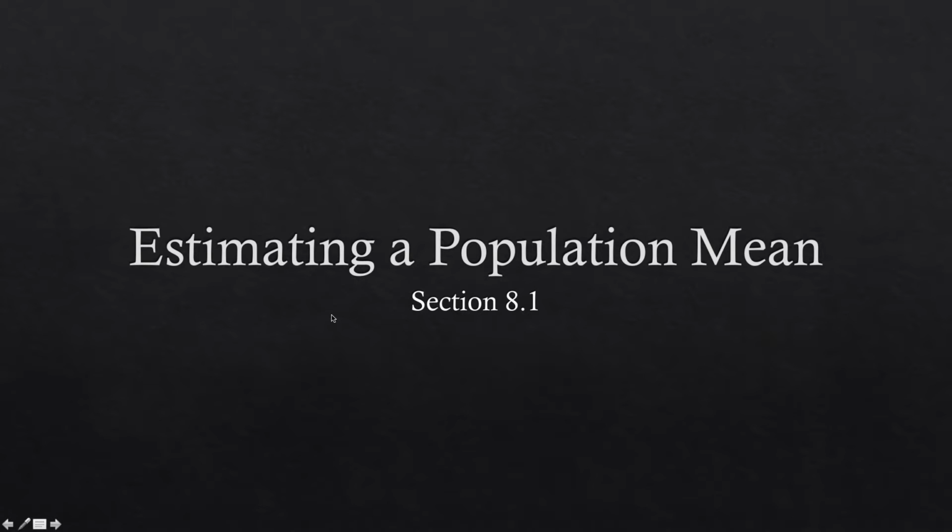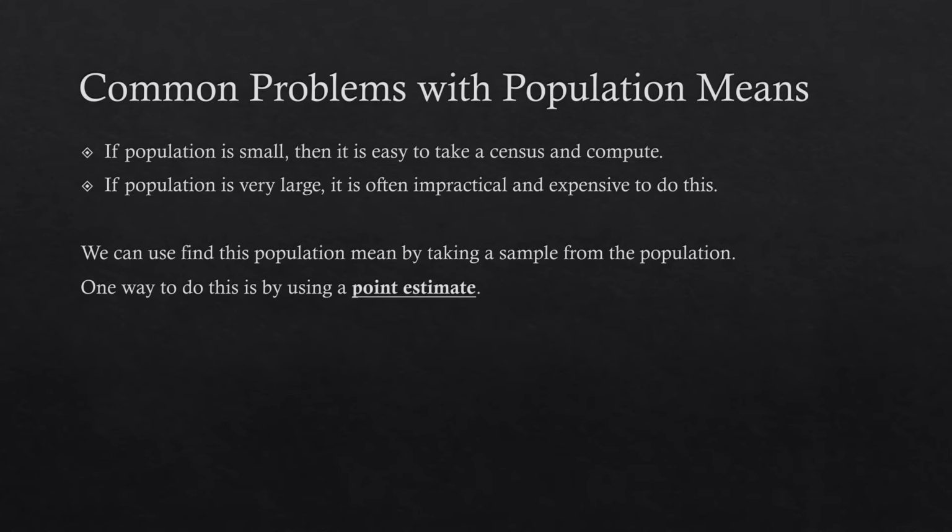Okay, let's look at section 8.1, and this is estimating a population mean. Some common problems with population means are, if the population's small, it's very easy to find the population mean. You can use a census and actually compute it. But if it's large, it gets real impractical, real expensive very quickly. And so this is when we actually have to take a sample and try to find the sample mean to estimate by. Now, the way to do this is by something called a point estimate.